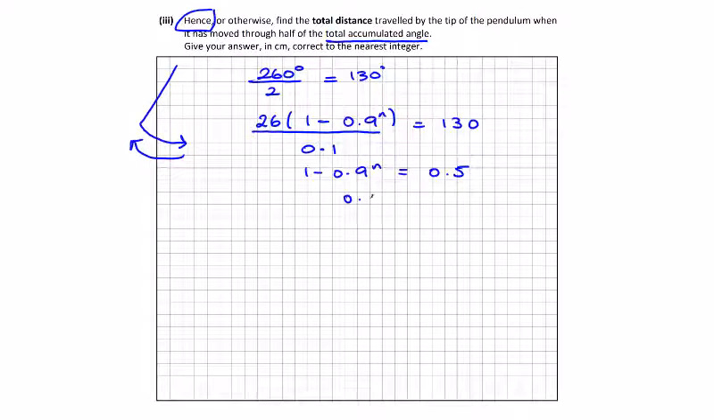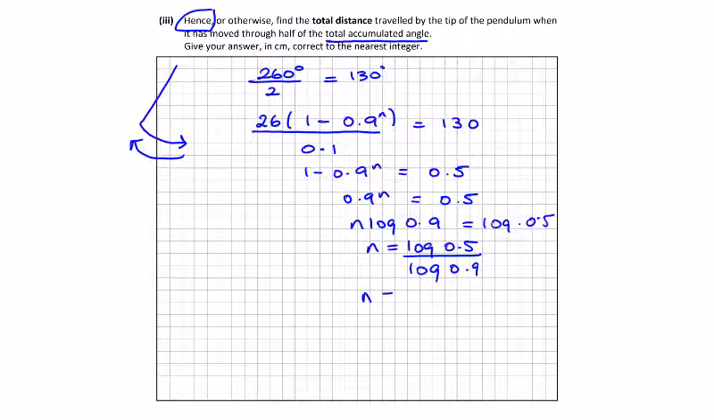So we're going to get 0.9 to the power of n is equal to, swapping them over, 0.5. So n by the log of 0.9 is equal to the log of 0.5. So n is equal to the log of 0.5 divided by the log of 0.9. n is giving me 6.5788. That's the value of n.